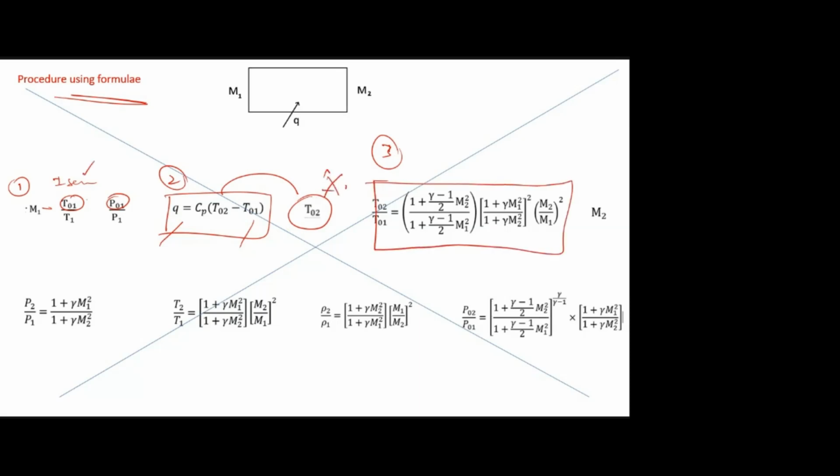Then we take the second equation, Q is equal to Cp times (T02 minus T01). Q and T01 are known, from that you can find T02. Then third step, using this big formula, we know T02, T01, and also M1, substitute and you will get M2. Once you know M1 and M2, you can find all other properties. This is using formulas, but it is a lengthy procedure, we don't use it.